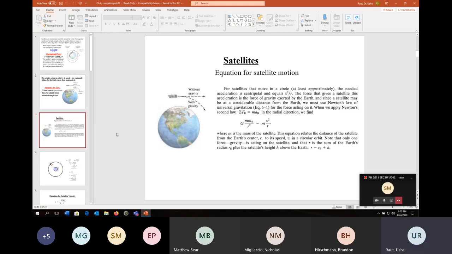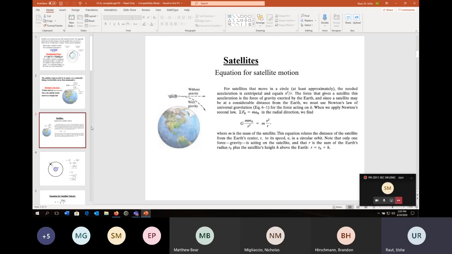And although it's such a simple equation, this is exactly what NASA uses to launch satellites. They have to know the relation between velocity and the distance above the Earth that they plan on having the satellite. So in all cases, this holds good, and it's a pretty accurate relation.